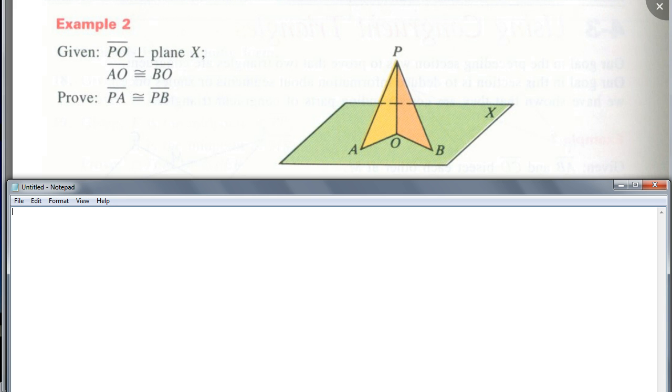Corresponding parts of congruent triangles are congruent. Okay, say it again. Corresponding parts of congruent triangles are congruent. Exactly right. Does that make sense?